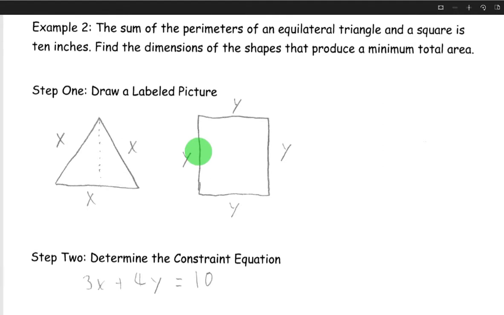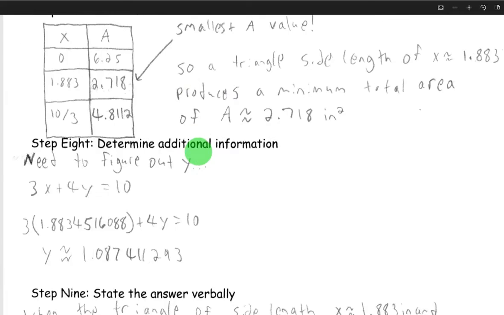So again, for step 8, you want to determine additional information to make sure you answer the question completely. In this case, the dimensions, both x and y.